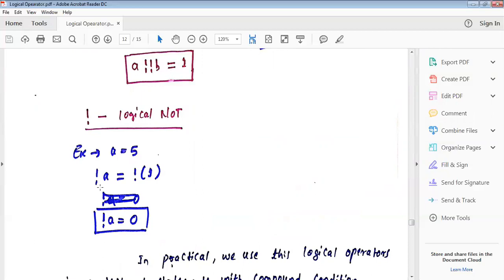A is equal to 5, negation A. So 5 is a non-zero value. If it is a non-zero value, what will it return? It will return 1. So negation of A is the reverse of 1, which is 0.